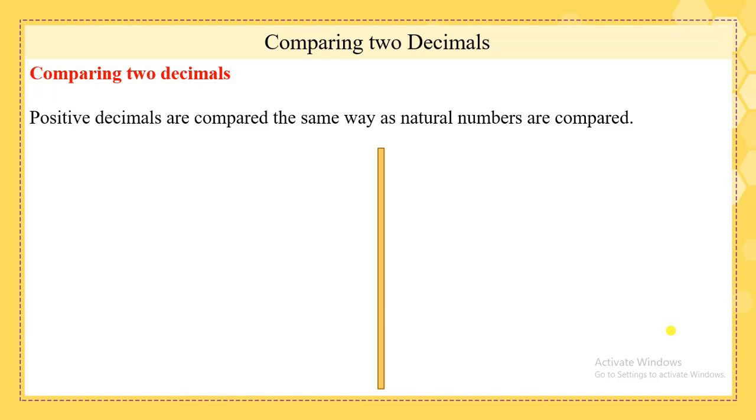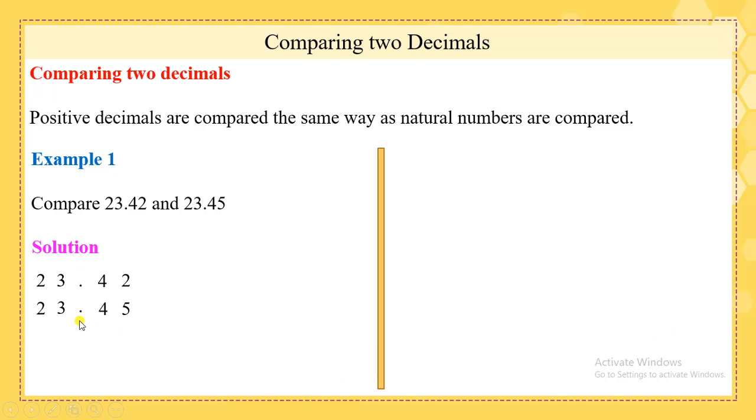Comparing two decimals. Positive decimals are compared the same way as natural numbers are compared. Example 1. Compare 23.42 and 23.45. We already know how to compare whole number parts. Now we are going to arrange decimal numbers above each other by arranging first the decimal point, then the digits of the whole number part, then the digits of the decimal part.